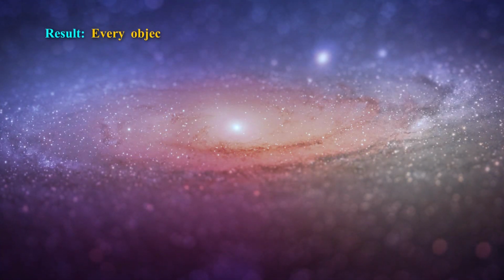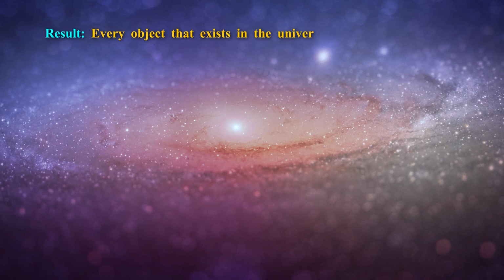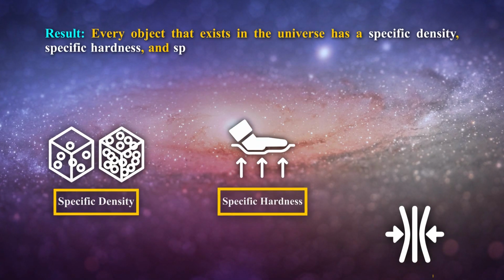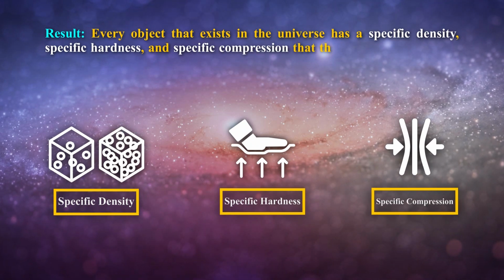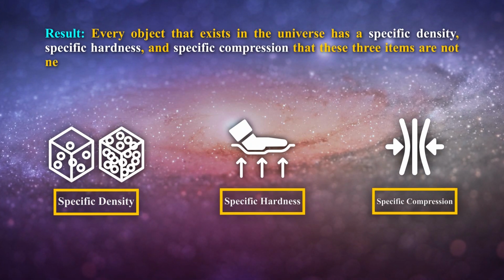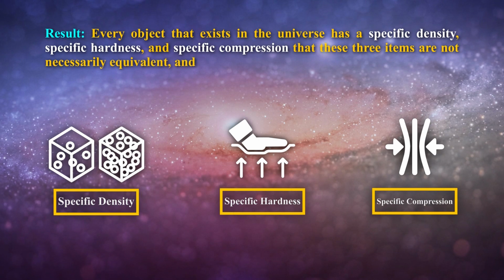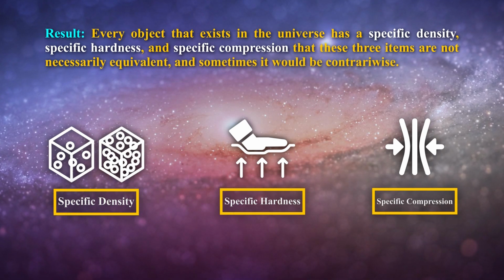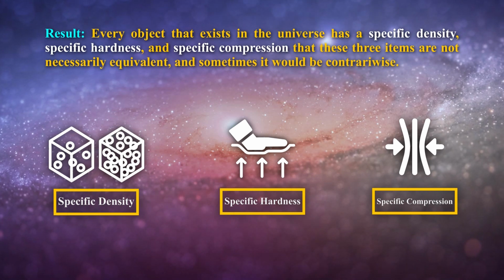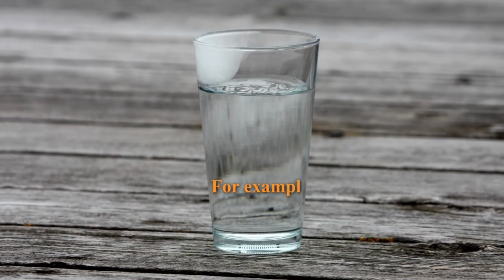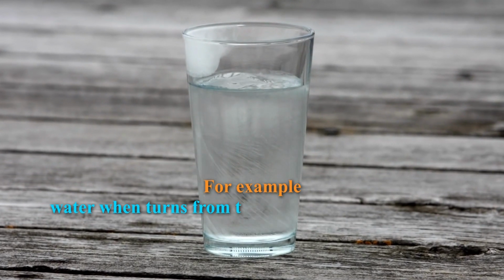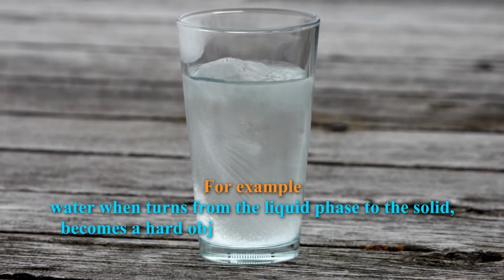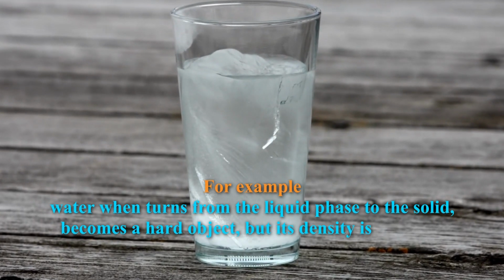Result: every object that exists in the universe has a specific density, a specific hardness, and a specific compression, that these three items are not necessarily equivalent, and sometimes it would be contrariwise. For example, water, when it turns from the liquid phase to the solid, becomes a hard object, but its density is reduced.